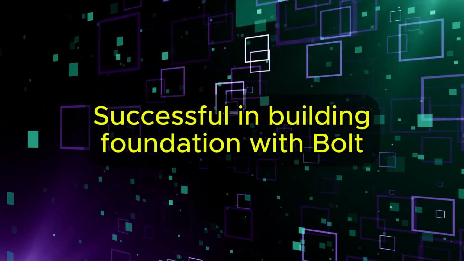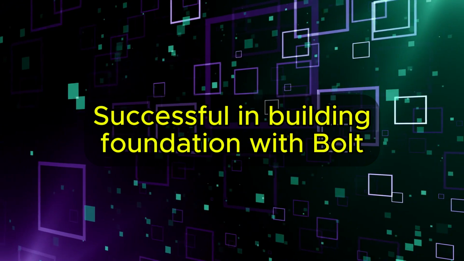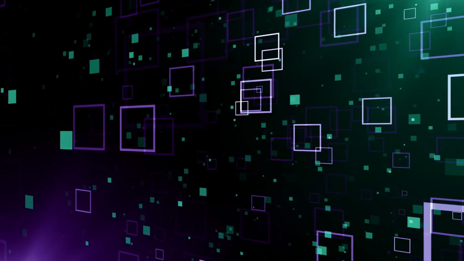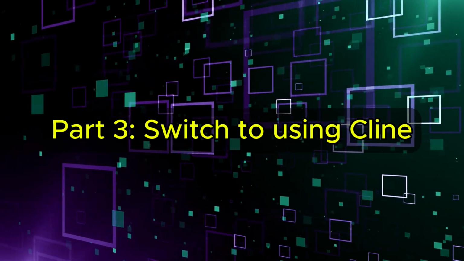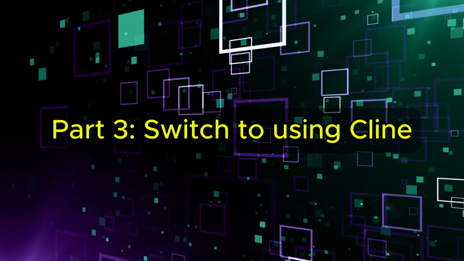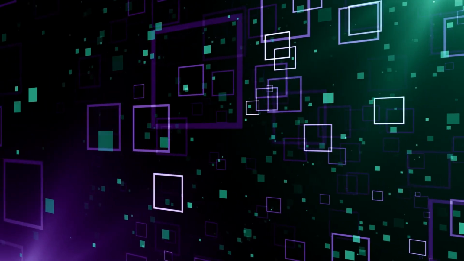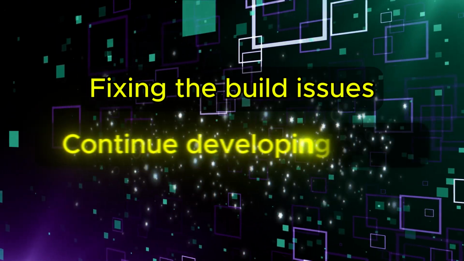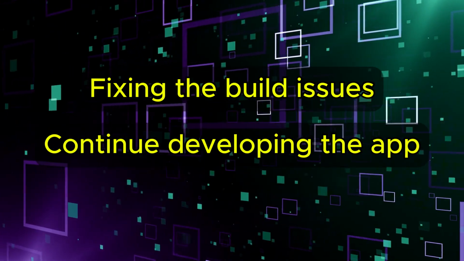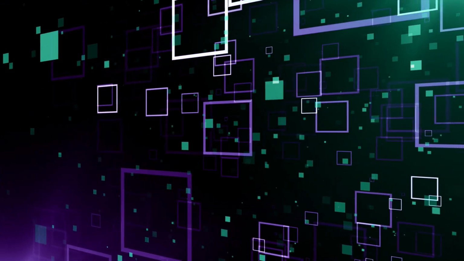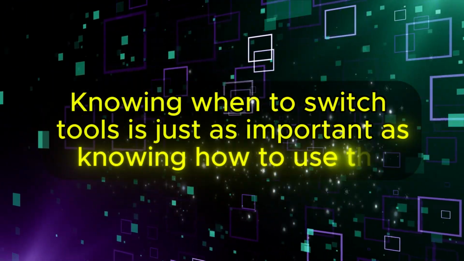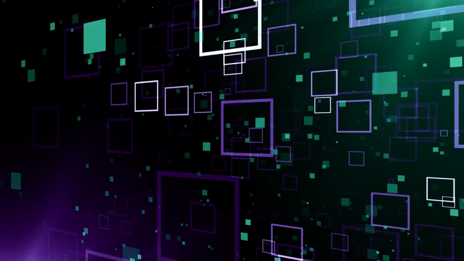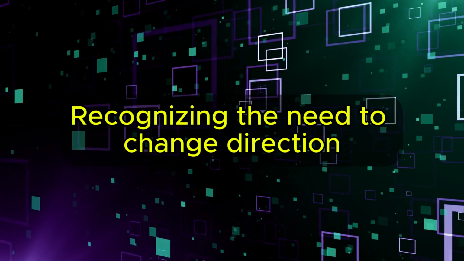We successfully built our foundation with Bolt in part 1. But as our application grew more complex, we needed more control over our development process. In the next video, we'll switch to using Klein, a Visual Studio Code extension that gives us more direct control while still providing AI assistance. We'll fix these build issues and continue developing our application, but with a different approach. If you're building your own SaaS application, remember, knowing when to switch tools is just as important as knowing how to use them. Sometimes the best path forward is recognizing when you need to change direction.